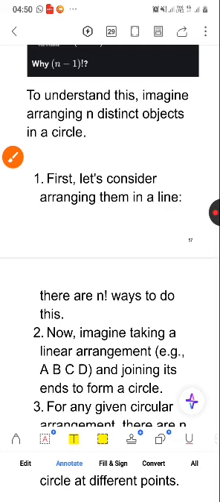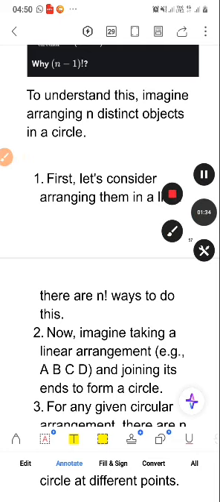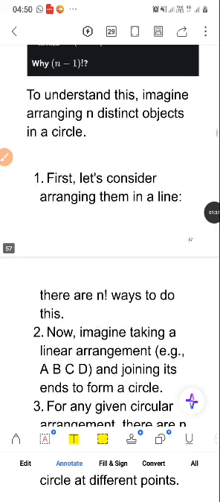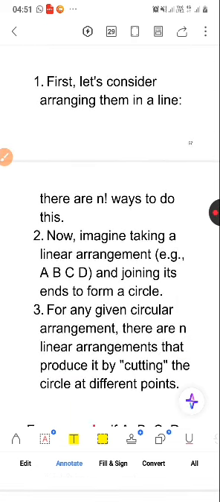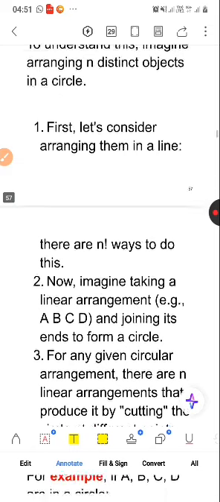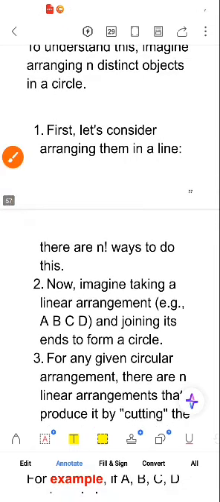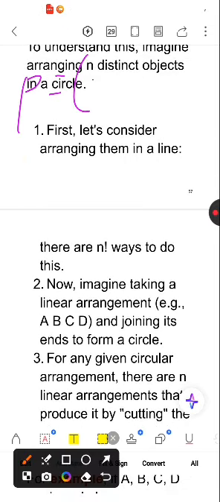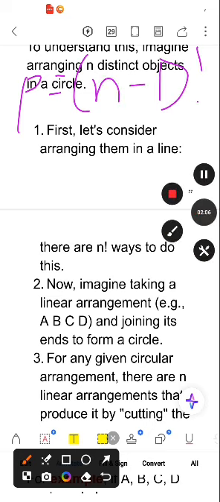But here we are dealing with circular permutation. Now imagine taking a linear arrangement ABCD and joining it. As we said in the first video, for any circular arrangement there are n linear arrangements that produce it by cutting the circle at different points. This is what it means. We want to understand why this equation is equal to this one.